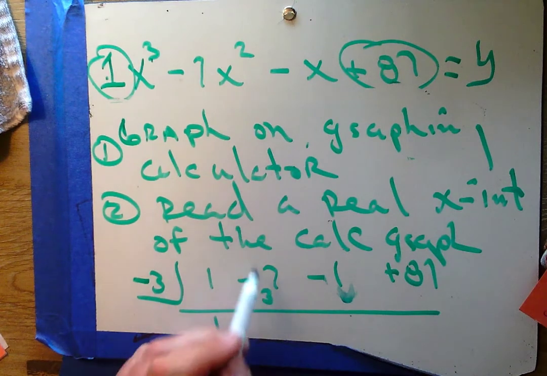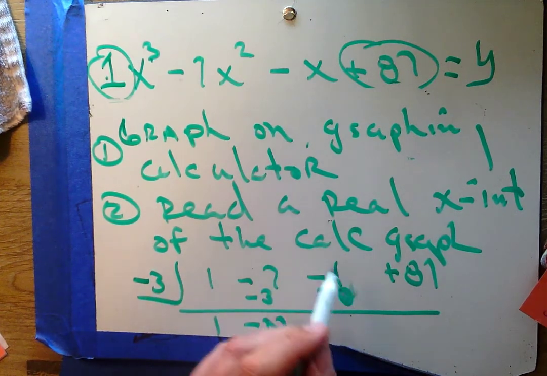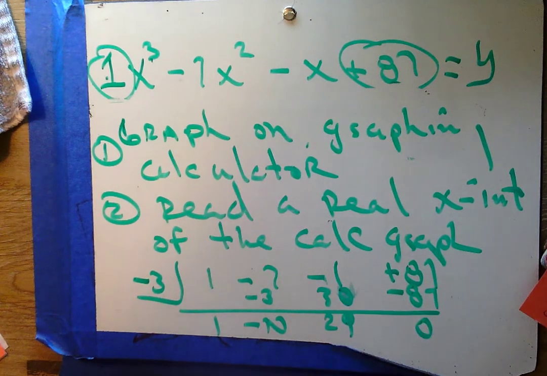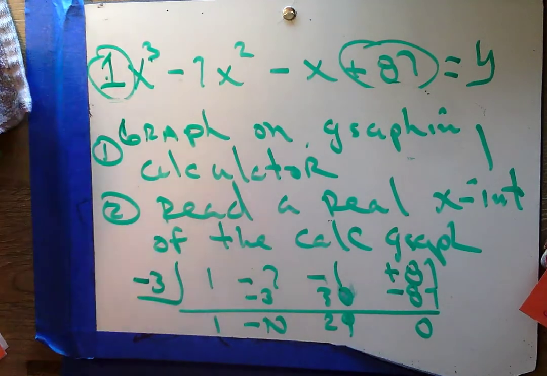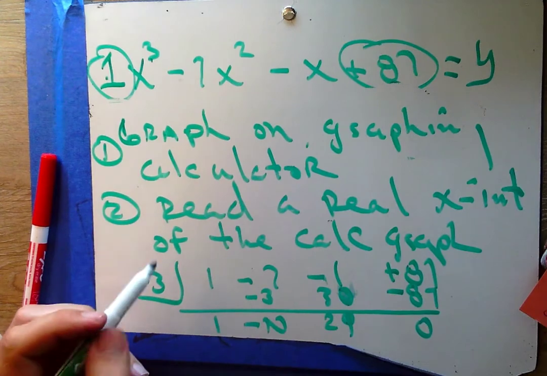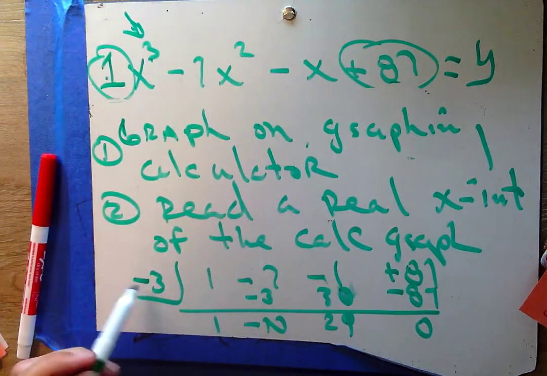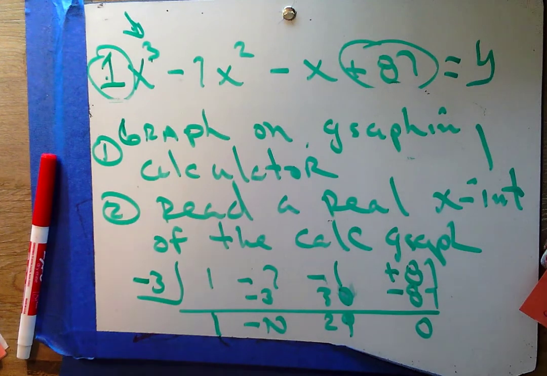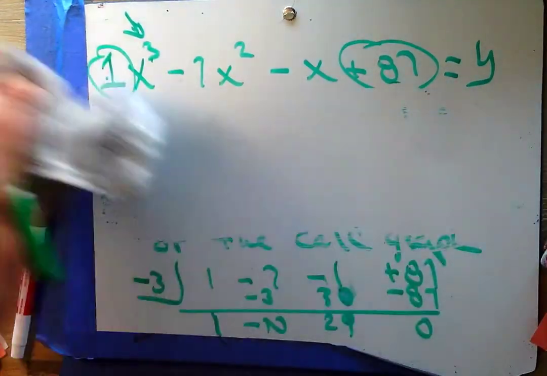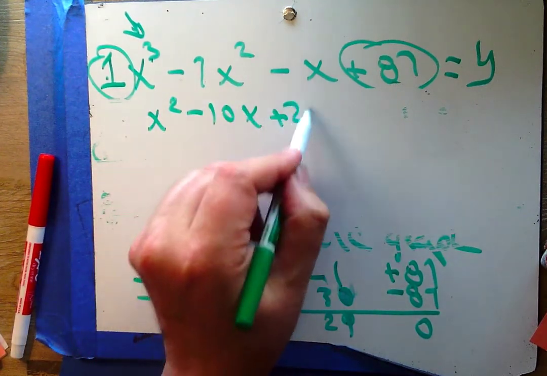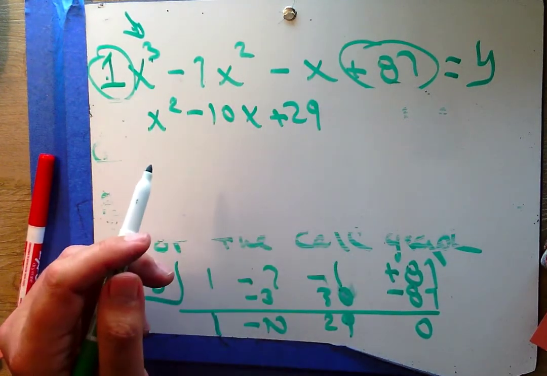1, -3, -10, +30, +29, -87, and 0. So now I've got this, 1 minus 10 plus 29. Remember, this is now a second degree polynomial. I divided my x to the third by x plus 3, and I ended up with an x squared here. So, now that I have that x squared minus 10x plus 29, can I factor that?